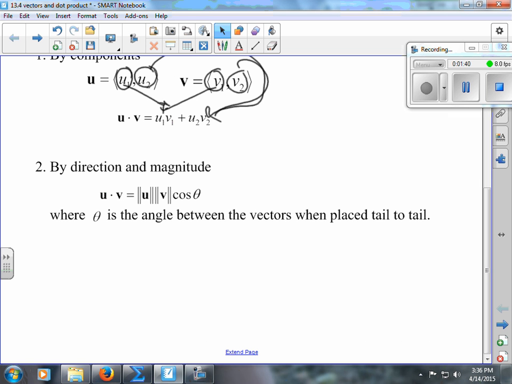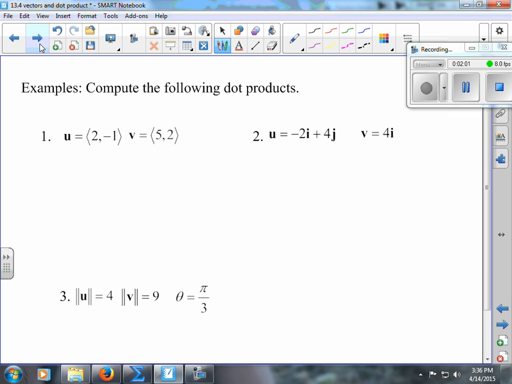Also, there's a second way of computing dot product, and that's if you know the magnitudes of the two vectors and you know the angle between the two vectors. Here the dot product is the magnitude of one vector times the magnitude of the other times the cosine of the angle between them. And here we have some examples in which we're going to compute dot products.